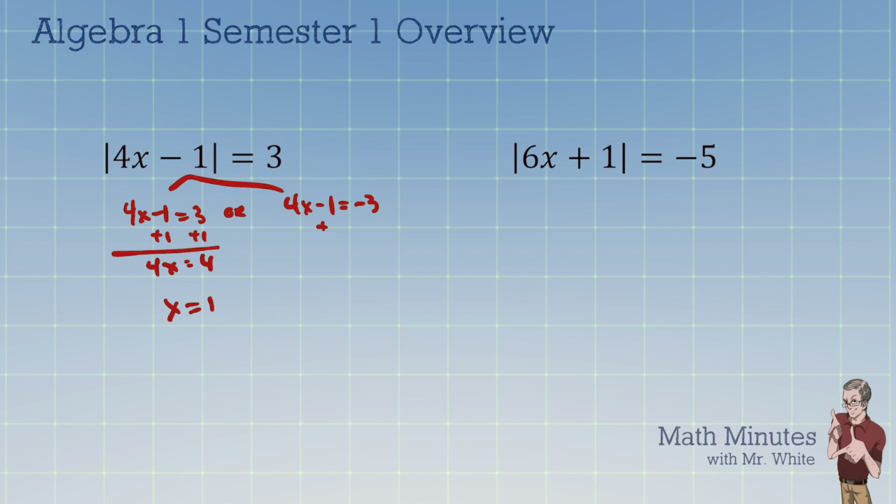Or over here, if we add 1 on both sides, we get 4x equals -2. We divide by 4, we get x equals -1/2. So we got two different options.